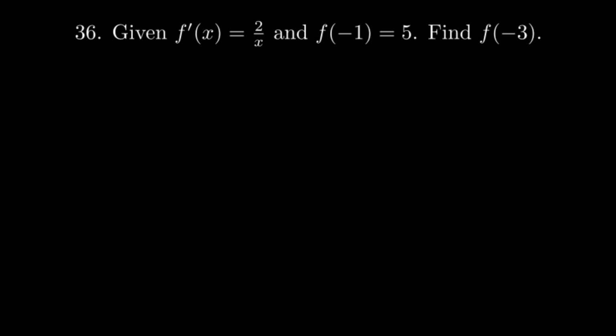Let's look at question 36. We are given f'(x) equals 2/x and f(-1) equals 5. We need to find the exact value of f(-3). First, we find the antiderivative of f'(x).